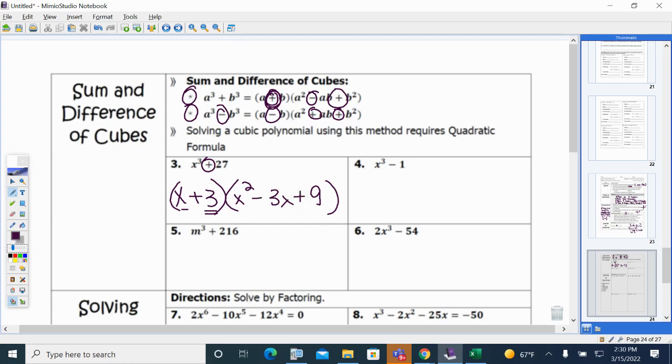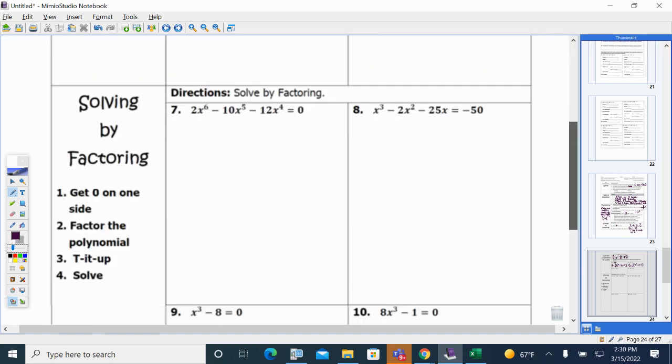Let's do a difference. X cubed minus 1. Take the cube root for your binomial, cube root of both. Make the sign match. In the trinomial, the signs are minus, plus, plus. So again, square this first term, multiply the two together, and then square the second term. So that's how we factor sum and difference of cubes.